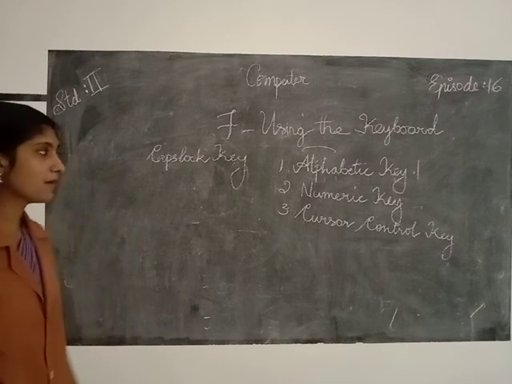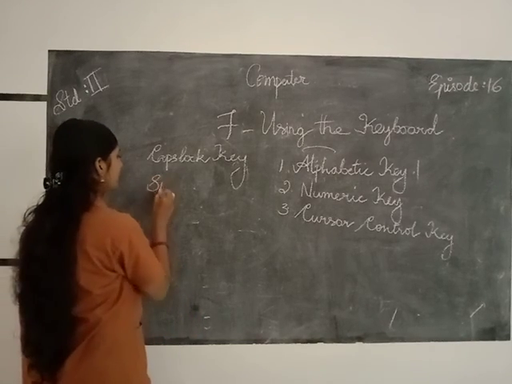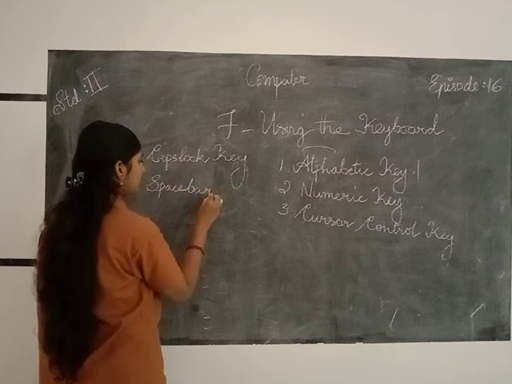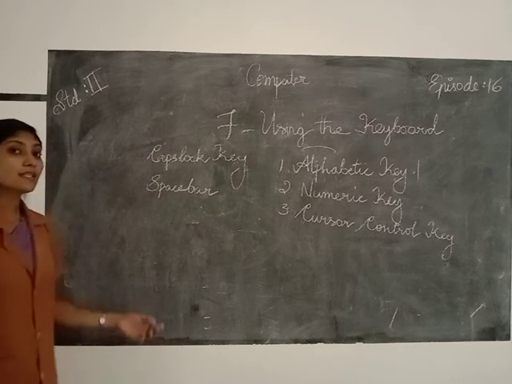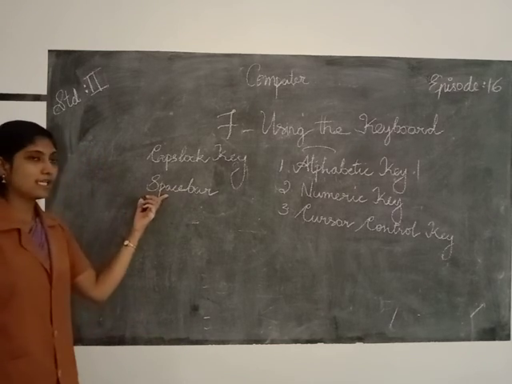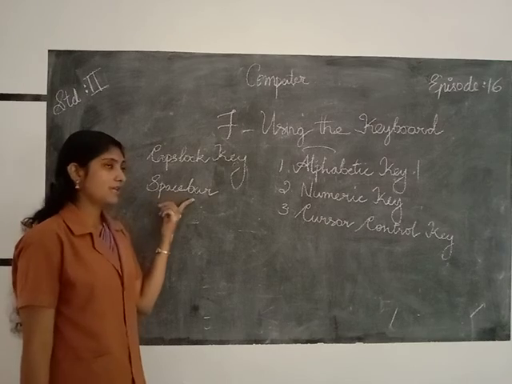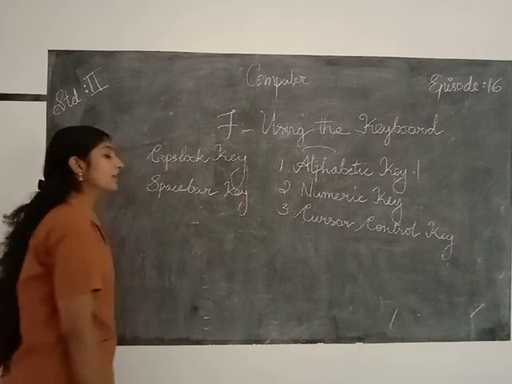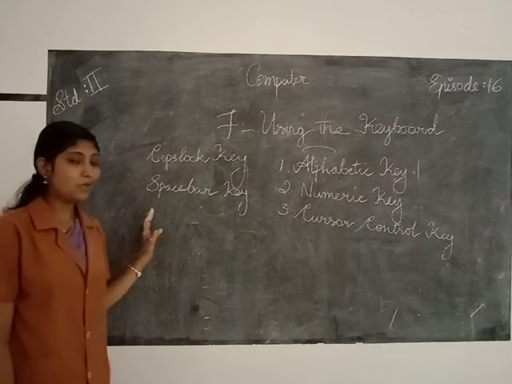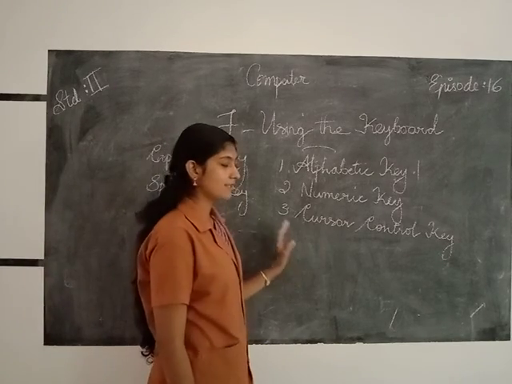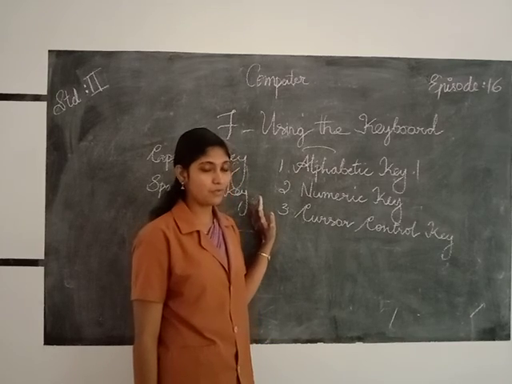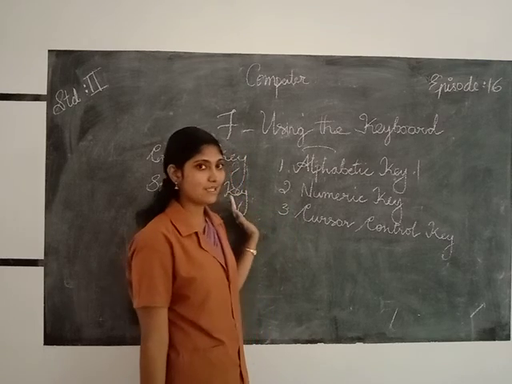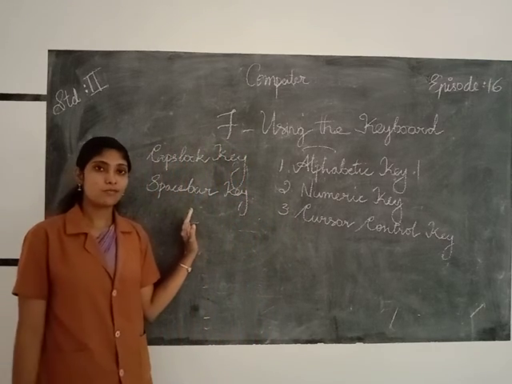Then next is the space bar key. S-P-A-C-E, space, B-A-R, bar, space bar key. The space bar is the longest key on the keyboard, located at the bottom, and it gives a gap or space between words.